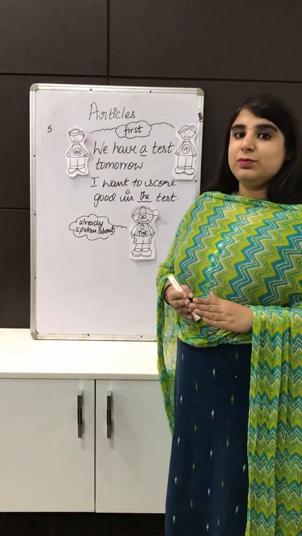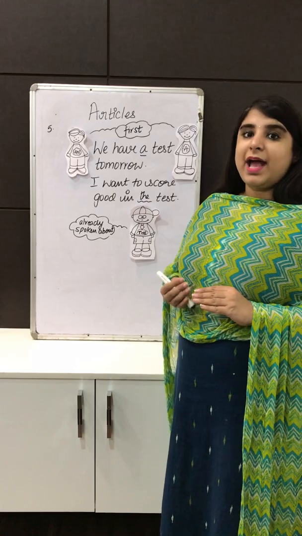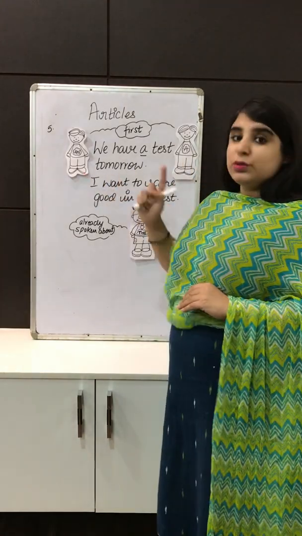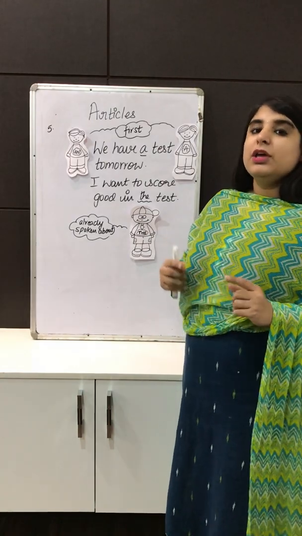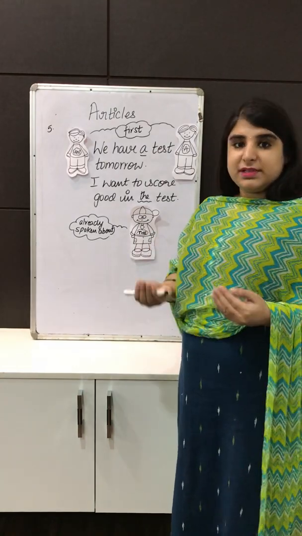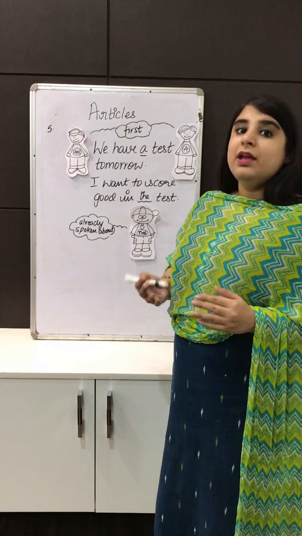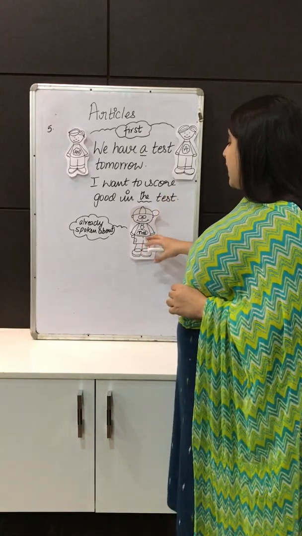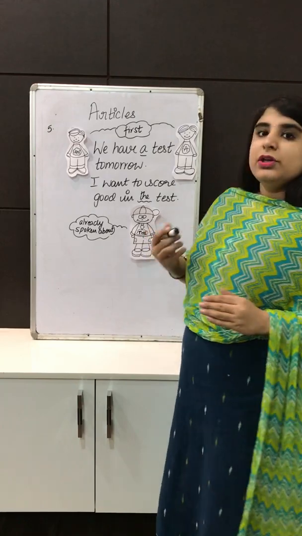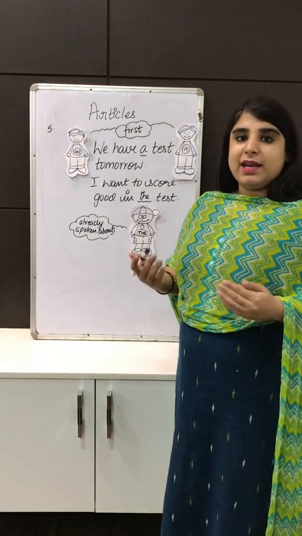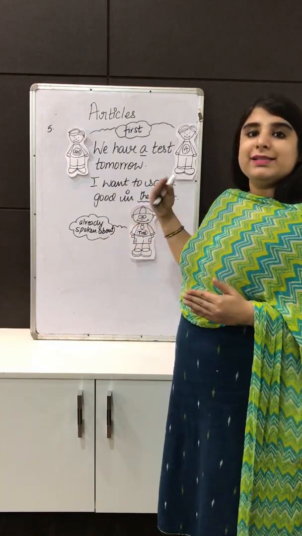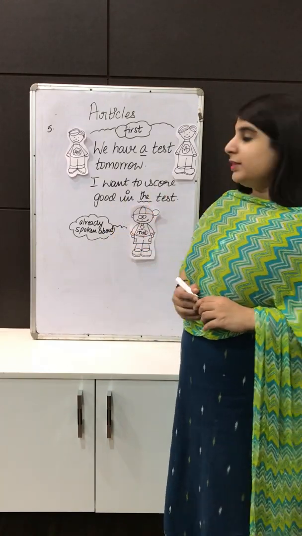Another difference between the articles a, an and the is that a and an are used to talk about a particular person, place, animal or thing when we are talking about them for the first time. Whereas the article the is used to talk about a person, place, animal or thing that we have already spoken about. Let's see that with the help of an example.